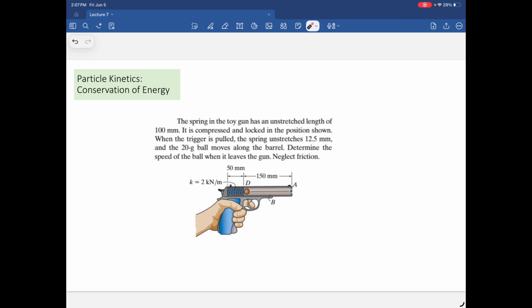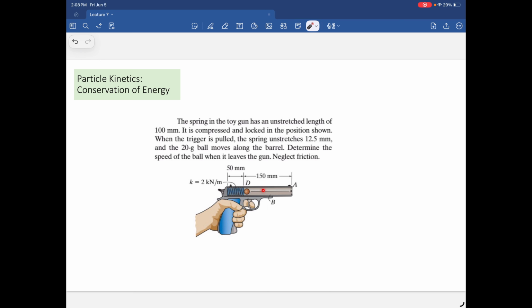We're told that the unstretched length of the spring is 100 millimeters. The spring is then compressed and locked in the position shown, which is 50 millimeters. When the trigger is pulled, the spring unstretches, but only an additional 12.5 millimeters, so it doesn't go all the way back to its unstretched length of 100 millimeters. And the 20-gram ball moves along the barrel. Determine the speed of the ball when it leaves the gun.